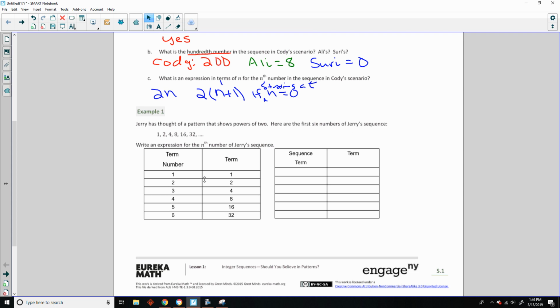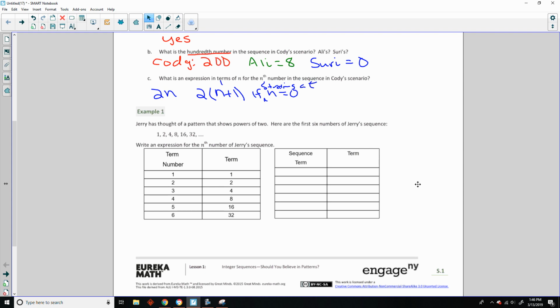So the first term's 1. How did we get that? Well, 1 plus 0, we could add 0. 2 plus 0 is 2. 3 plus 0, then it fails. 3 plus 0 is not 3. So it's not just adding 0. We could say times 1. 1 times 1 is 1. 2 times 1 is 2. 3 times 1 is not 4, so it's not times 1.